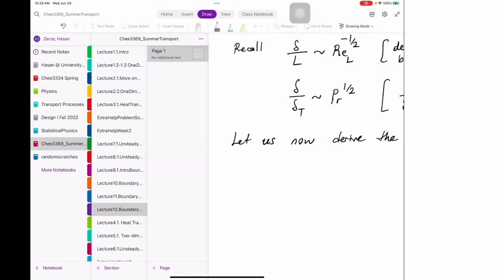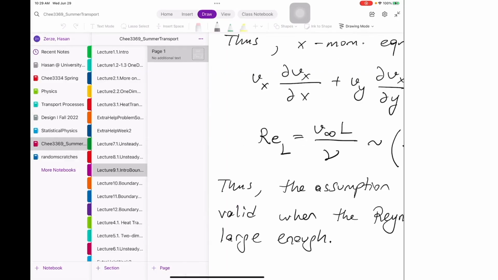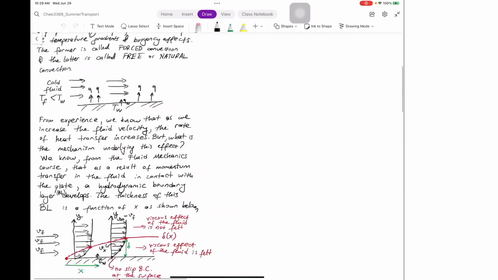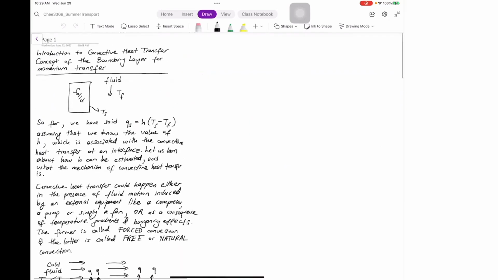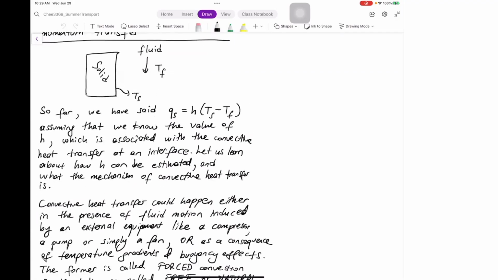So let's go back to our original intro to boundary layer. Maybe the title boundary layer is a misnomer for this, but I should have used convective heat transfer. So what am I trying to find? What is my very first objective that I set down and I sometimes seem to forget? Is it the value of h? Exactly, the value of h. So far we said Newton's law of cooling says Qs is equal to h times Ts minus Tf.